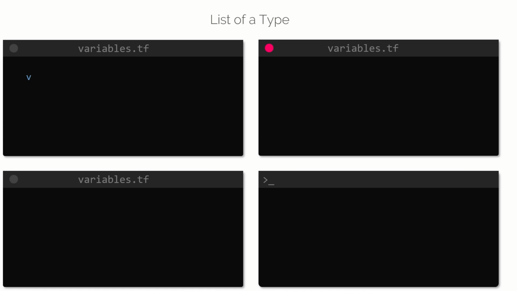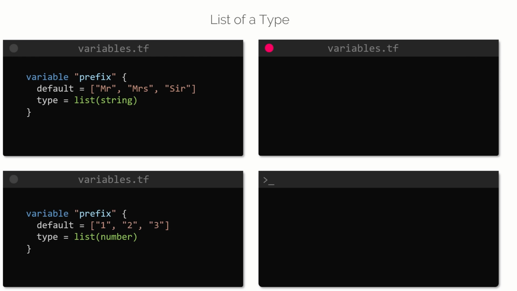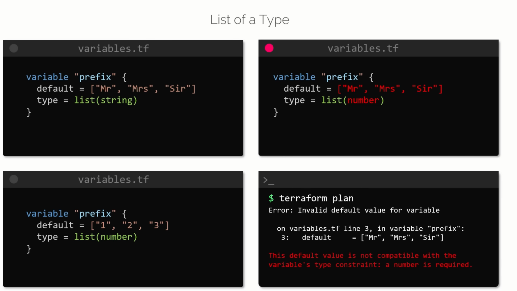We can also combine type constraints. For example, if you want a list of string type elements, we can declare it like this. To use a list of numbers, change it like this. If the variable values used do not match the type of constraint, the Terraform commands will fail. In this example, we have used the type list where the element should be of type number, but the default values are all of type string. Now, when we run Terraform commands such as a plan or an apply, you will see an error like this that states that the default value is not compatible with the variable type constraint, and that a number is required and not a string. And the same is applicable with maps as well.